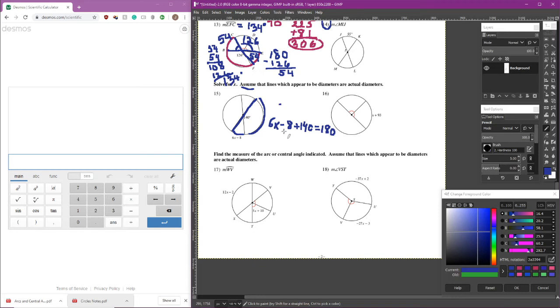Now I want to add up like terms. Remember, regular numbers like -8 and 140 can always be added together. So to simplify this equation, I'm just going to do negative 8 plus 140, and that's 132. 6x comes down. We haven't used it yet. 132 was positive because 140 was bigger. And now we just have a little two-step equation.